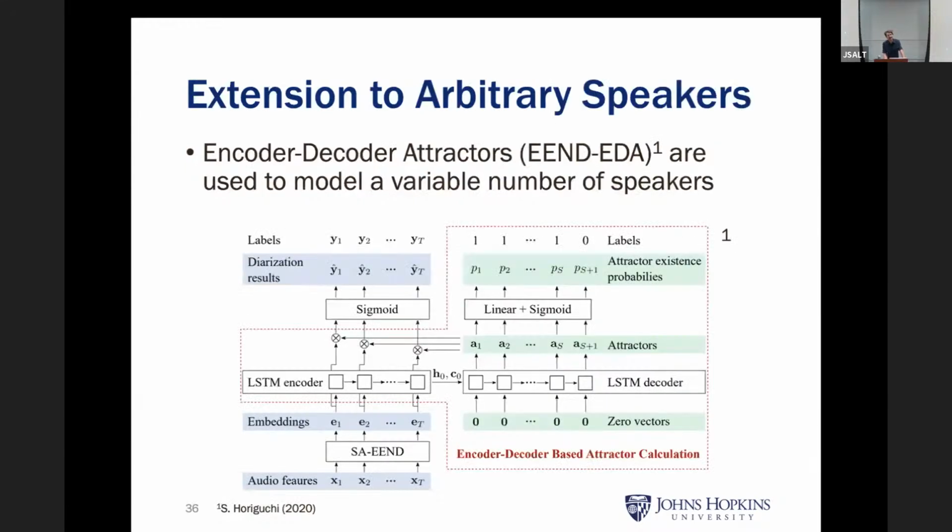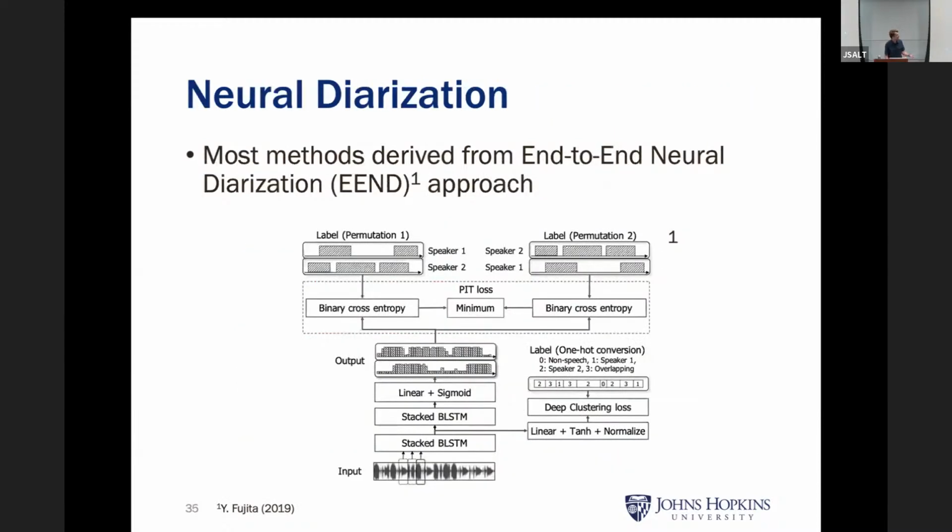And then I'll comment on a very new kind of standard approach people are doing. An extension is to do this encoder-decoder attractor thing. So just to quickly go back to this plot, you can see there are two outputs here, and this approach has a fixed number of outputs. So you either have to train your network with a number of outputs that's larger than the total number of speakers you're ever going to see, or you can't handle recordings with more than that.